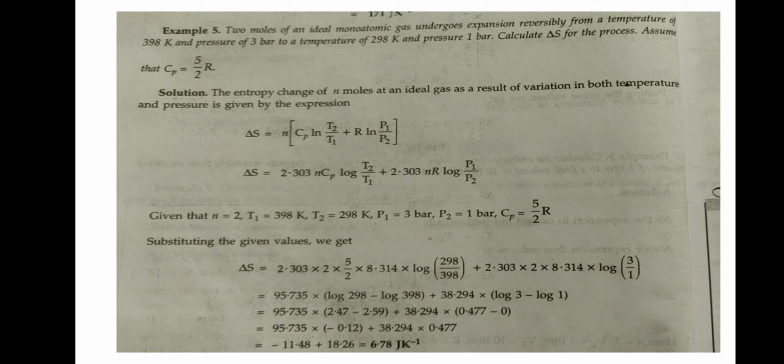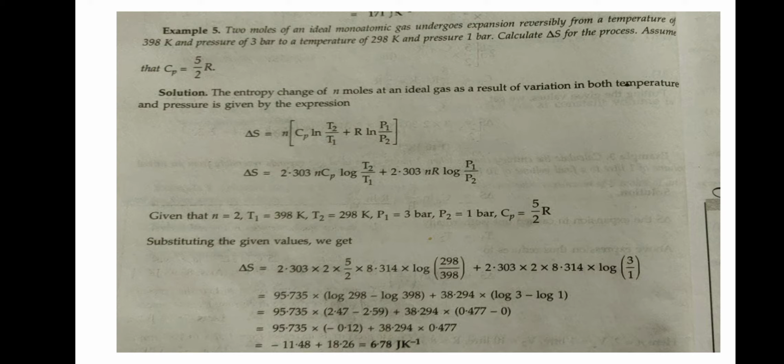Clear? The initial moles given are 2 moles. We are given the value of Cp. We are given the value of initial temperature and pressure and final temperature and pressure. So now using the expression delta S is equals to NCp ln T2 by T1 plus NR ln P1 by P2.